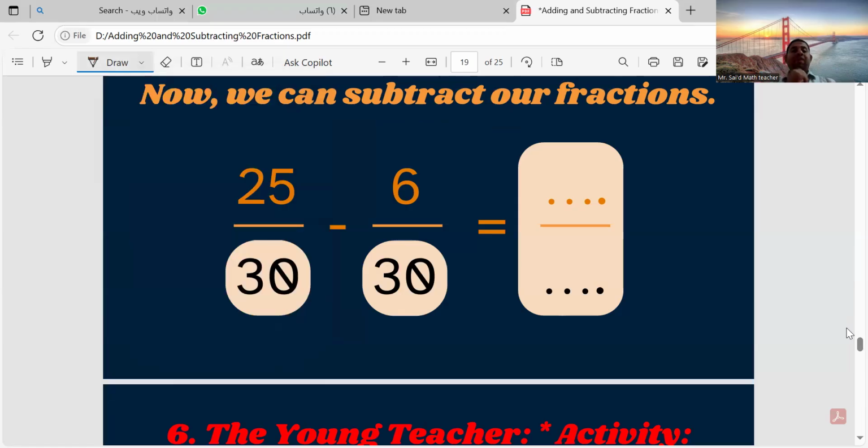Khalid, 25 minus 6. How can we do the subtraction? 25 minus 6 equals 19. Very good. Over 30. Okay, Saud, thank you. So the answer is 19 over 30. Remember, this fraction doesn't need to be simplified because it's already in the simplest form. There are no common factors for 19 and 30.